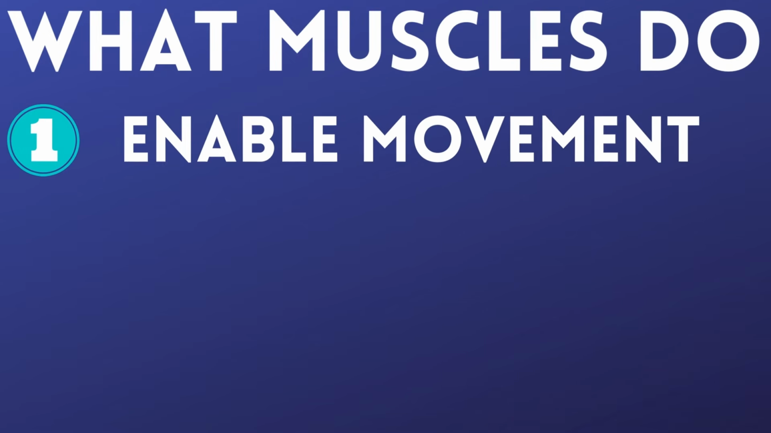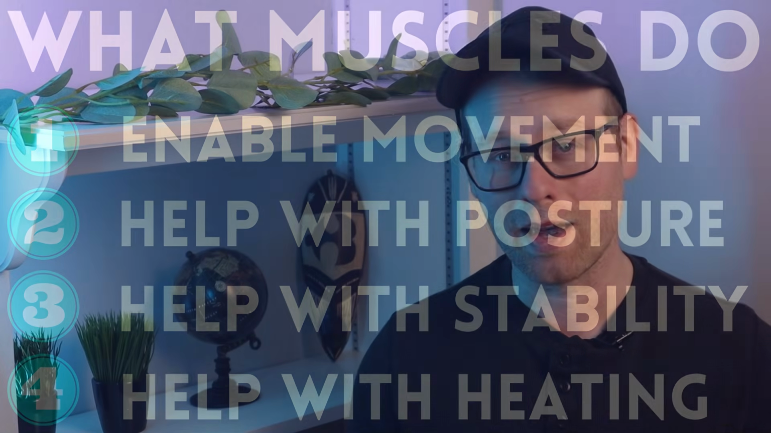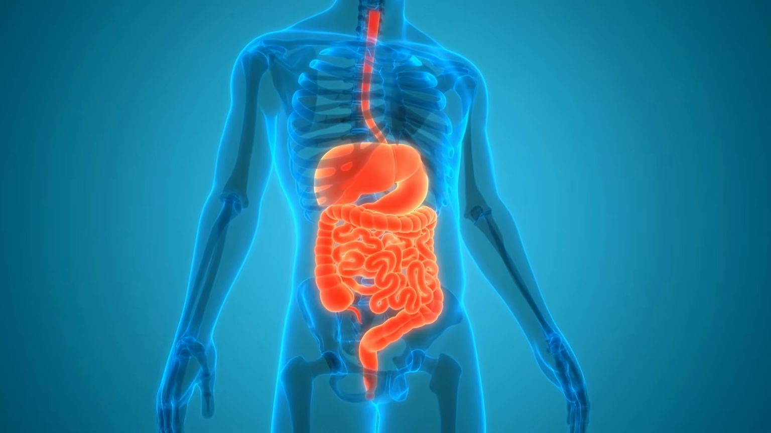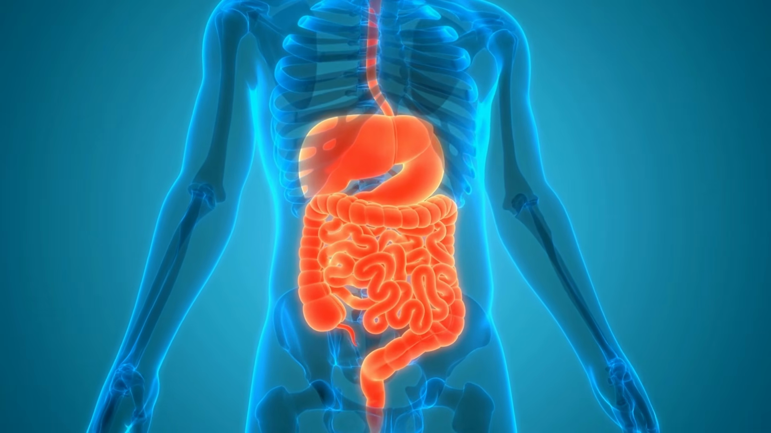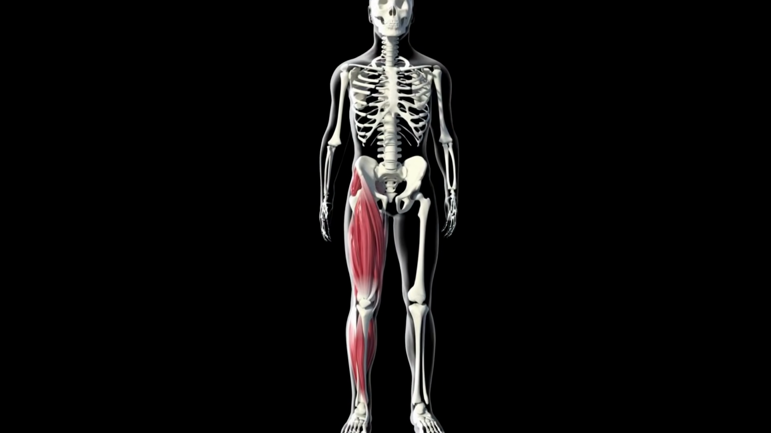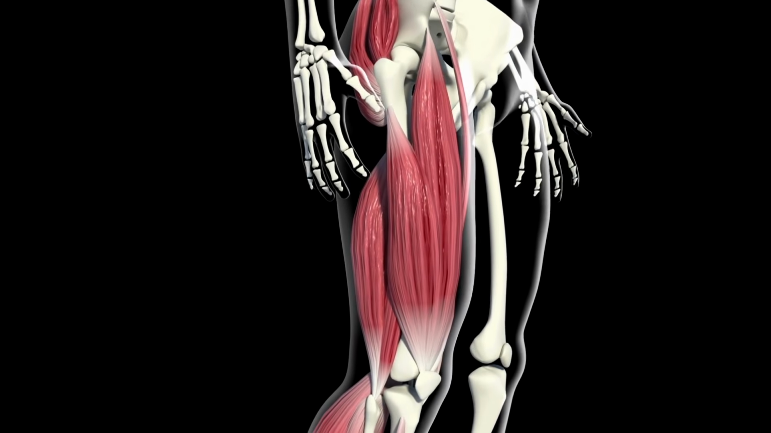What do muscles do? Muscles are responsible for movement, posture, joint stability, and heat production. We have 3 types of muscles in our body. Smooth muscle, which lines the organs such as the bladder, stomach, and intestines. Cardiac muscle, which is located in the heart. And skeletal muscle. Skeletal muscle is the muscle that we usually think about when we're talking about muscles.